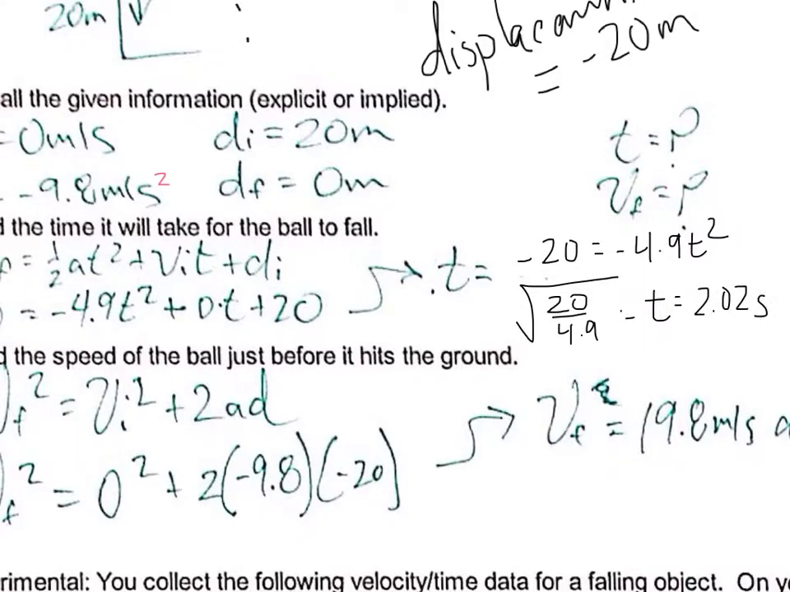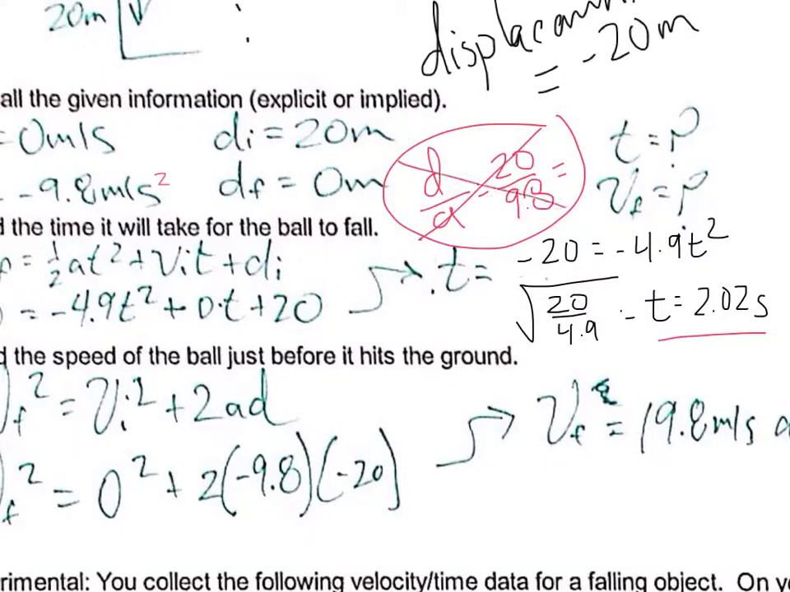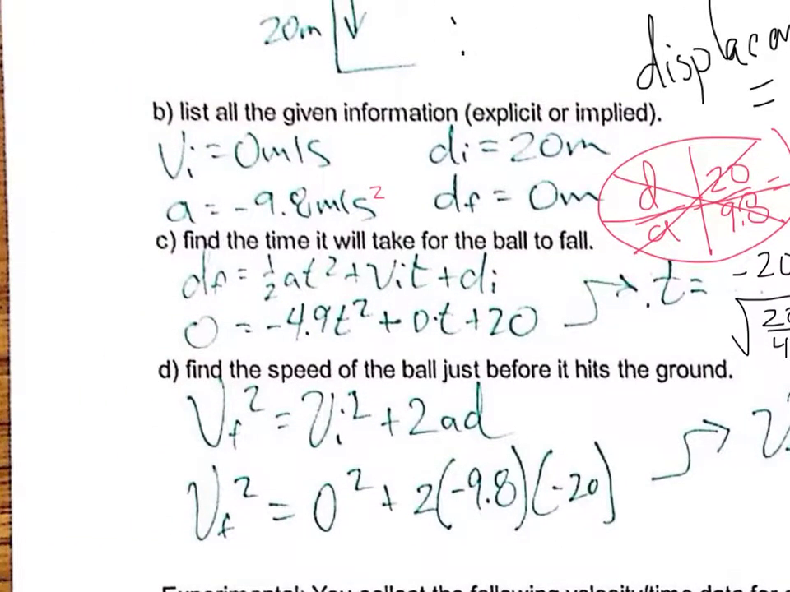Now, a ton of students did something like distance divided by acceleration, which is totally wrong, but 20 divided by 9.8 ends up giving you an answer that's very similar to this. That is sheer coincidence. Okay, this is totally wrong. Distance divided by acceleration does not give you time. This is the correct way to solve.